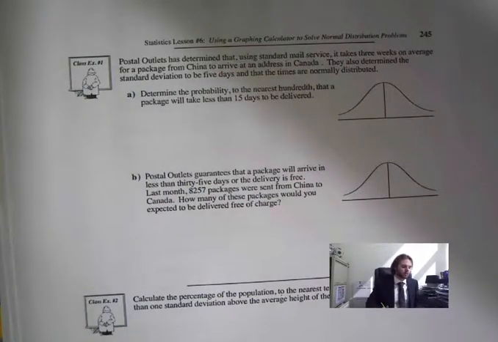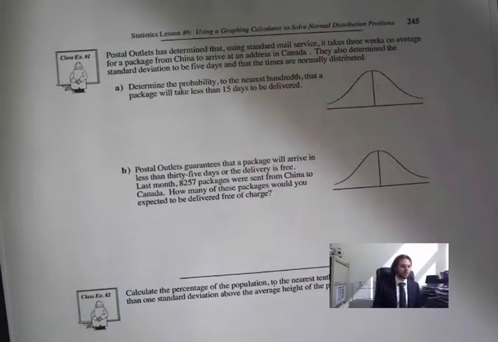Now the next page, the first question, is about postal outlets. Postal outlets determined that using standard mail service, it takes on average 3 weeks to arrive from China to an address in Canada. They also determined that the standard deviation is 5 days and that it is normally distributed. So it says determine the probability, to the nearest hundredth, that the package will take less than 15 days to be delivered.